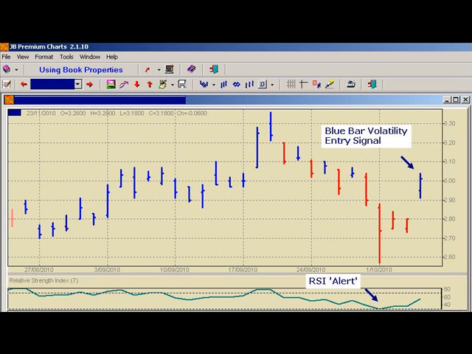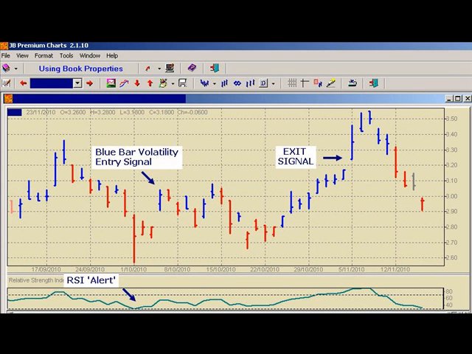It alerts me to the possibility that the correction could be over and that a rising price could trigger a blue bar volatility entry signal. A blue bar volatility entry signal is triggered when the price rises from a recent low. The initial stop is below the recent low. The entry on this trade was 4 days later, when prices retraced to within 10% of the initial stop. 18 days after entry, a profit target exit signal occurred, resulting in a 15.2% profit.